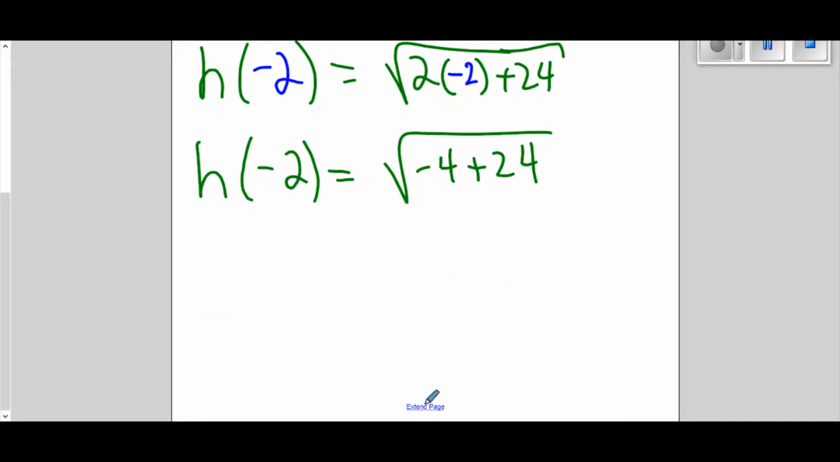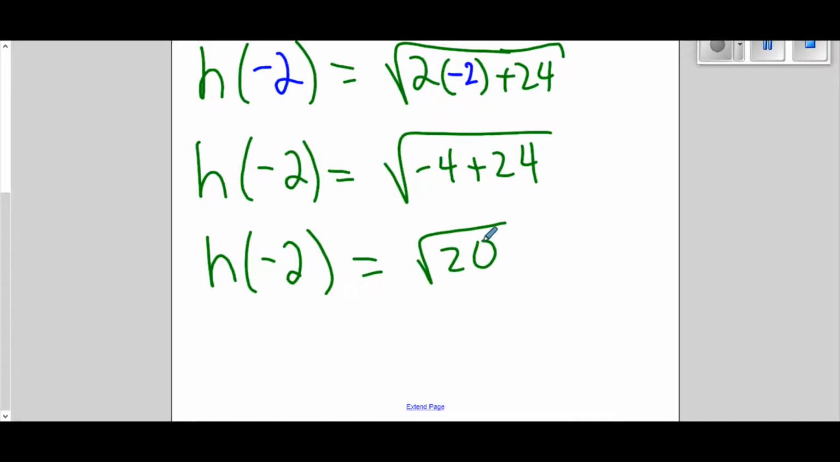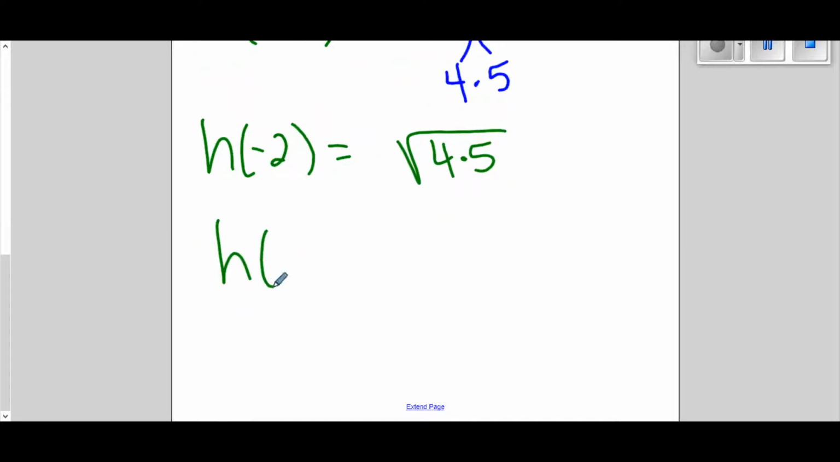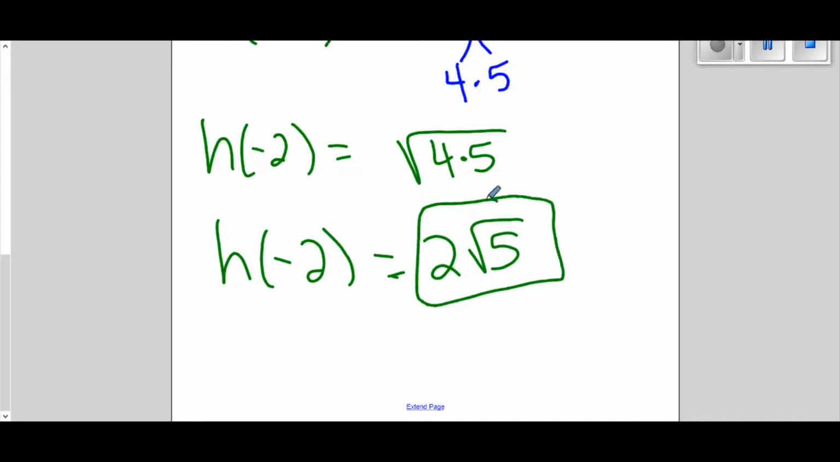And now we're just going to simplify what's underneath the radical. So h of -2, -4 plus 24 is the square root of 20. We're going to use what we know about radicals to reduce the 20. So we could split up 20 using 4 and 5. So this would get me h of -2 equals the square root of 4 times 5. So h of -2 is 2 root 5. So this would be my answer there, 2 square root of 5.